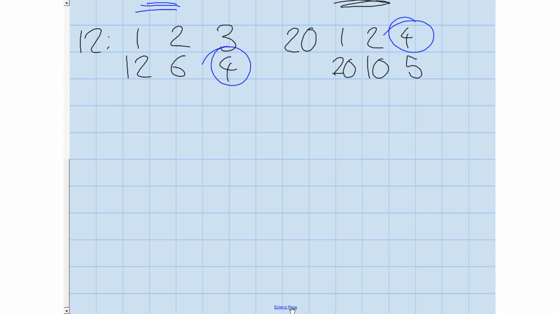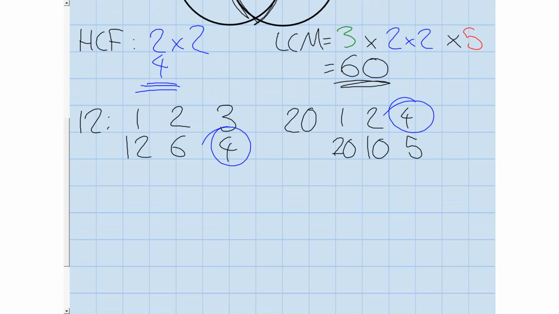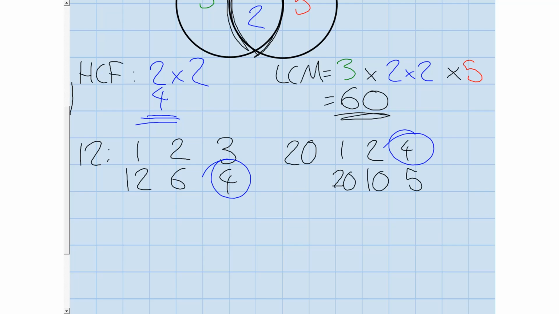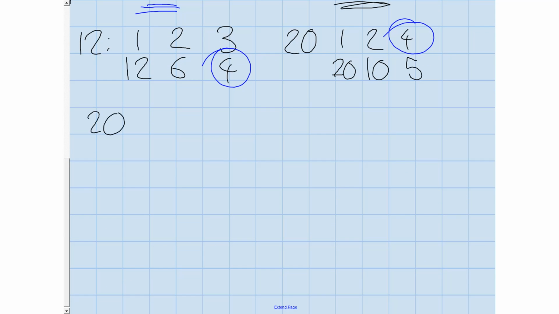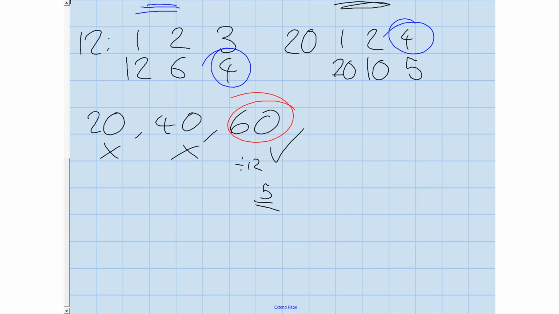For the lowest common multiple, the best way is to go in multiples of the larger number and look for the first one which is also a multiple of the smaller number. So go up in multiples of 20, so we're looking for ones where 12 will also go into. So 20, no, 12 won't go into it. 40, no, 12 won't go into it. 60, yes. We can divide that by 12 to get 5. So we get the same answer from before. The LCM is 60.